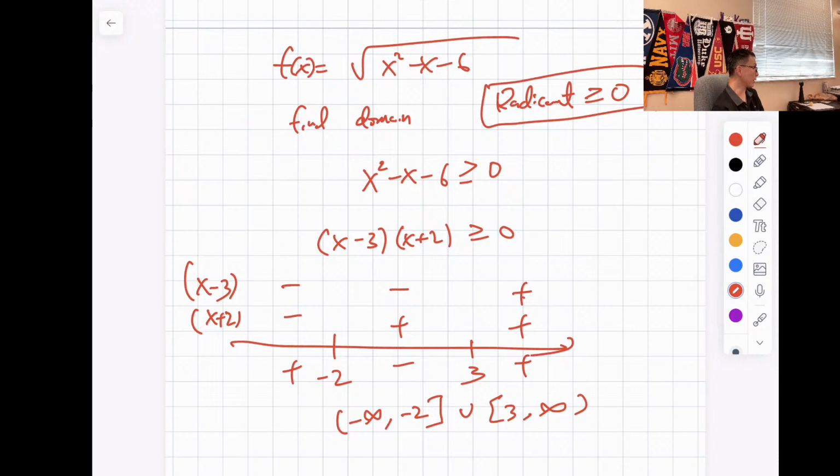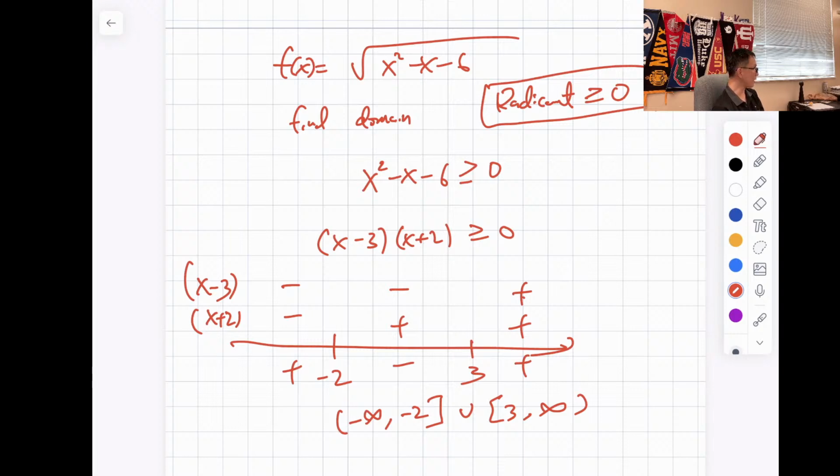So that's why we do a number line test. We can find the domain now. But this is a higher level question. This is something that you can use later in calculus. Right? Is this okay?